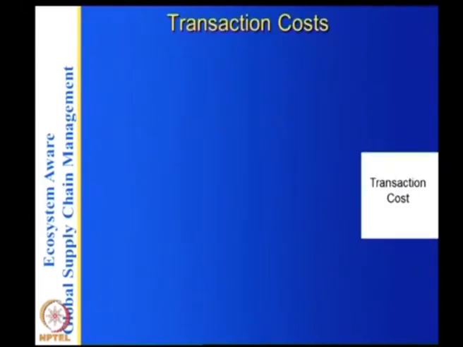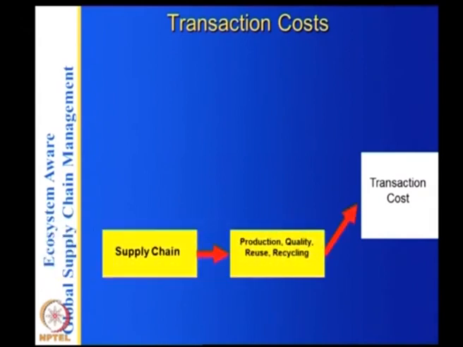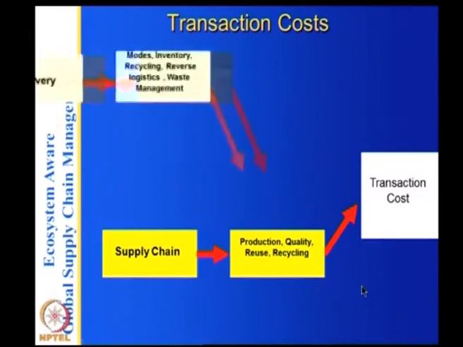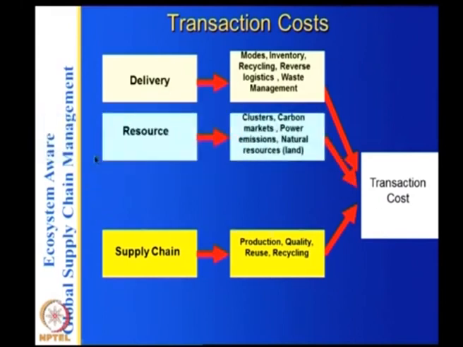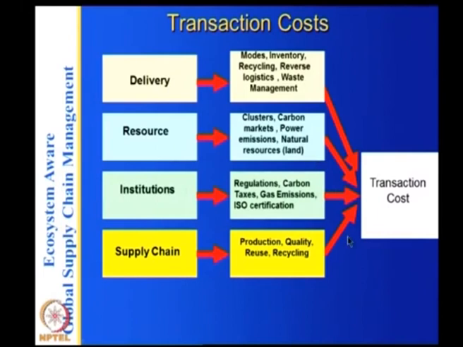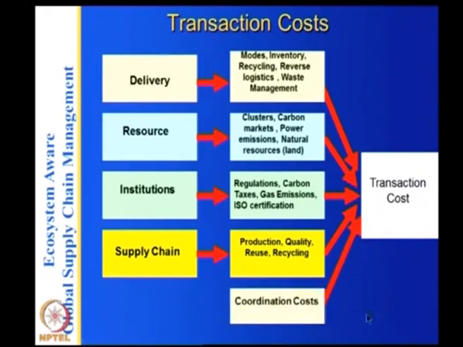So let's look at the transaction cost. Now, in the supply chain, you have production, quality, reuse and recycling. You are adding these two phases, so basically the cost of the supply chain may increase. And in the delivery, you have the modes, inventory, recycling, reverse logistics, waste management. And in the resources, you have the clusters, carbon markets, power emissions, natural resources, land, water and so on. In terms of the institutions, you have regulations, carbon taxes, gas emissions, ISO certification and so on. And finally, you have the coordination costs. So you have to add all these costs and estimate your transaction cost.